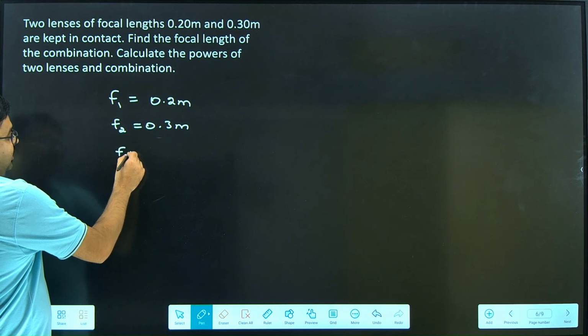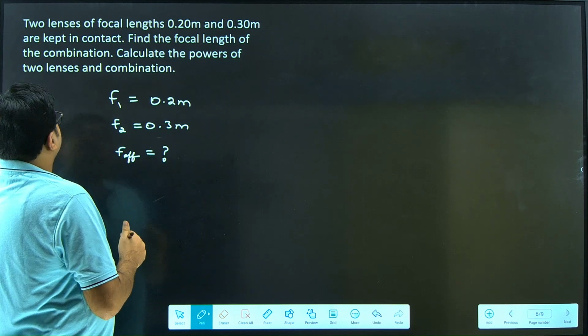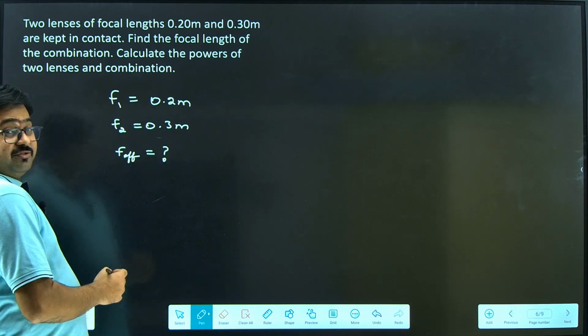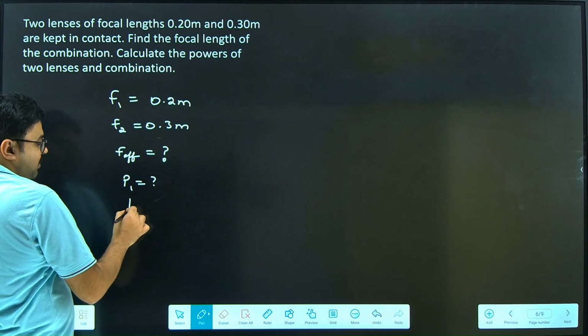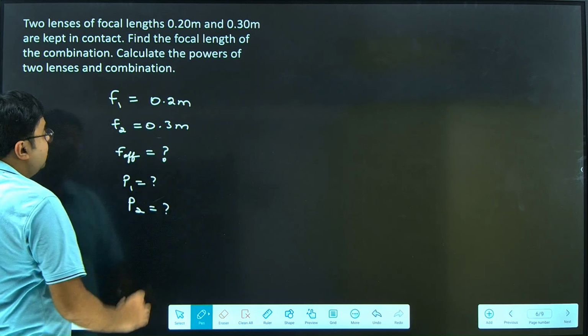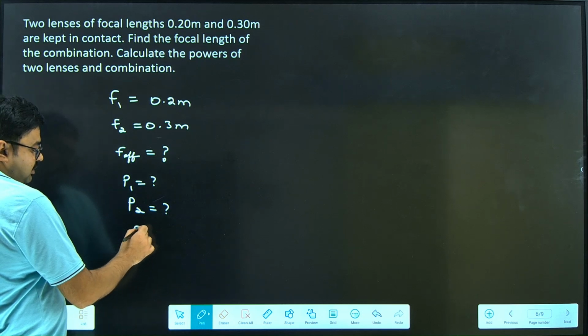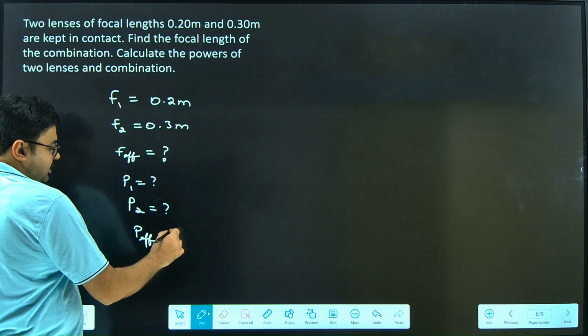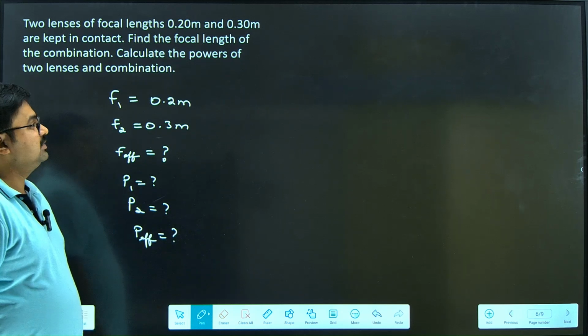Let me call the combination's effective focal length F effective. We need to find that. Calculate the powers of the two lenses. So there are two lenses out here. We need to find each of their powers. P1 and P2 have to be found, and the power of the two lenses combination. The effective power also has to be figured out. So these are the questions thrown at us. Let's try to answer them one by one.